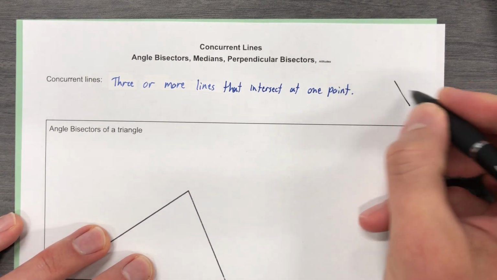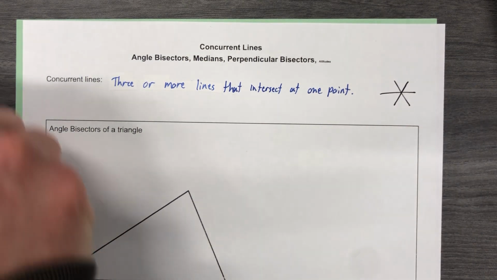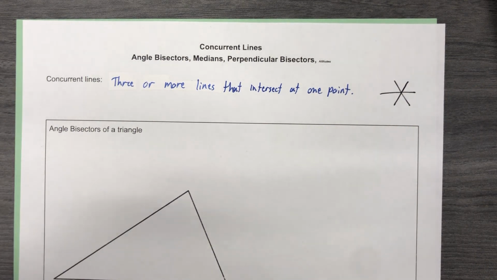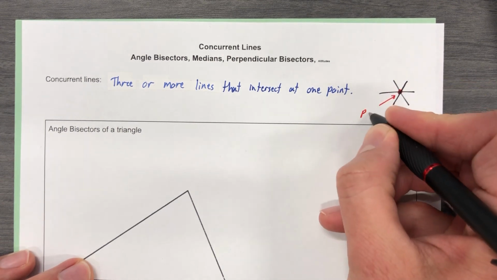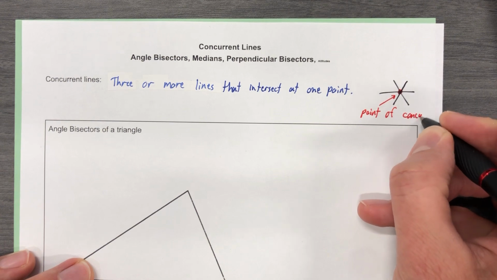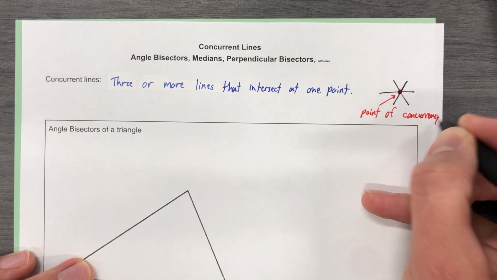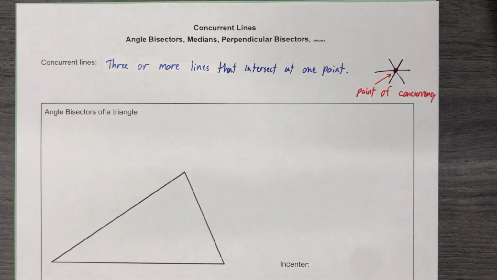So if I have a line and then another line and then another line, I'm trying to draw it correctly. This point right here where they meet, that point is the point of concurrency. Now you have some vocabulary. Let's keep going. Angle bisectors of a triangle.